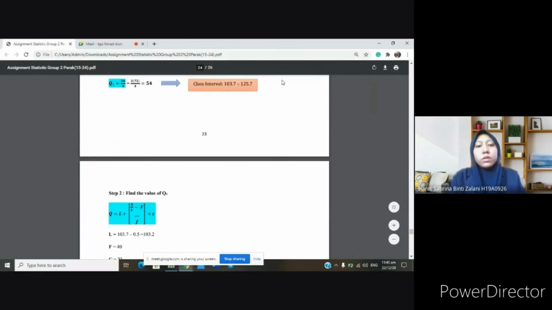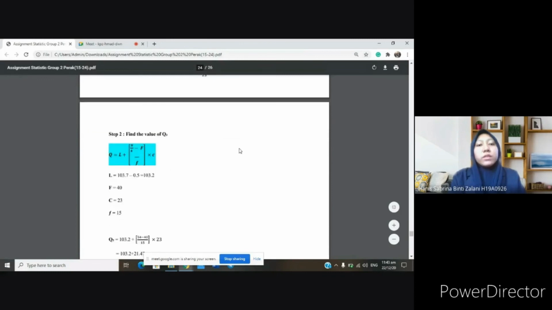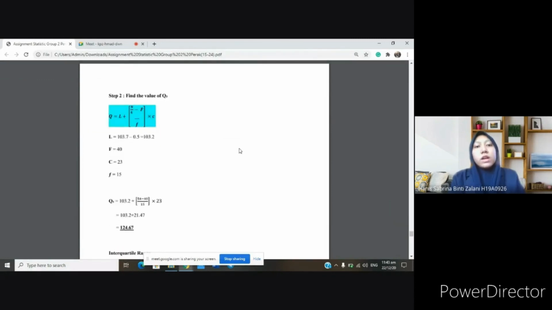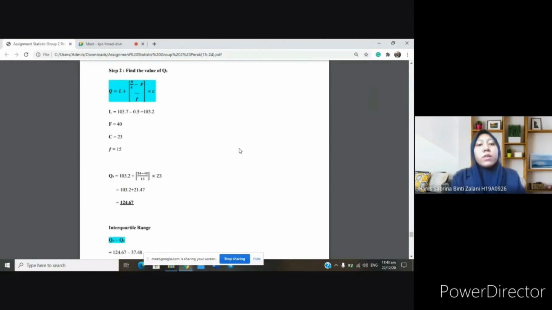Okay, step 2. Find the value of Q3. Same as Q1, use this formula. So Q3 equals 103.2 plus (54 minus 40) divided by 50, multiplied by 23. You can get the answer 124.67.